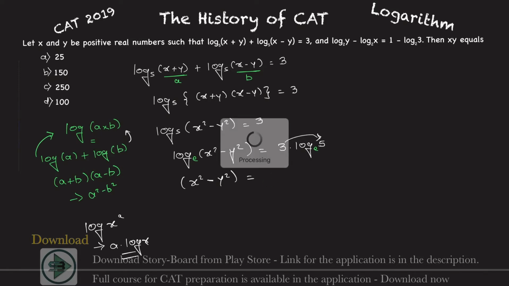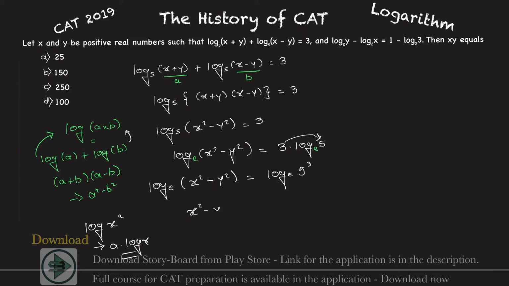Okay, in case you're not able to visualize this, let me just go through the basics here. In case you're not able to get this last step, this is log to the base e, and this is again log to the base e of 5 cube. Now if you take anti-log on both sides, then you remove the log. This is x square minus y square is equals to 5 cube. That's what you will get, because the base of both is same, e, so I can take the anti-logs.